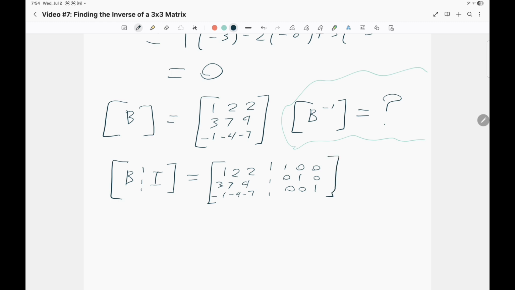So our goal here is essentially to get the left side to look like the identity matrix that we have on the right. So we are going to do what are known as row operations to get the left side to look like the right. And then whatever we end up with on the right, after we get the left side to be the identity matrix, will be our inverse matrix that we're trying to solve for.